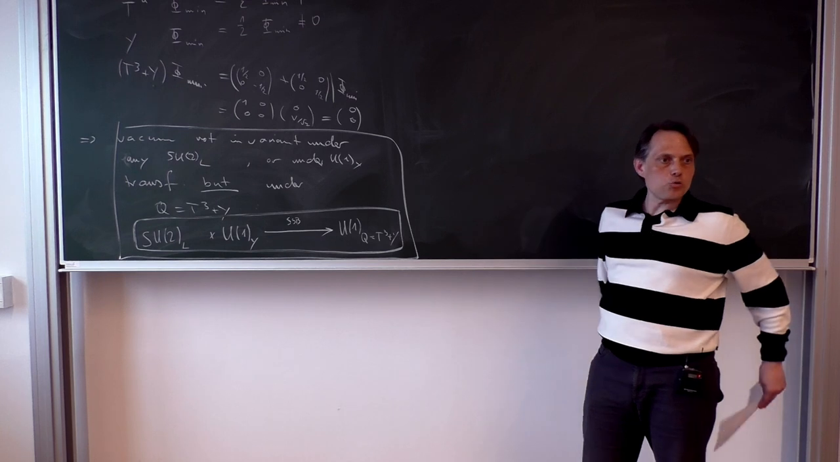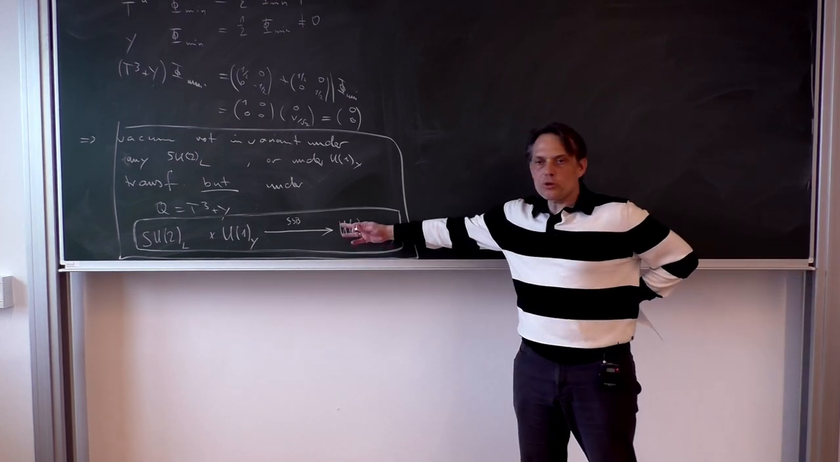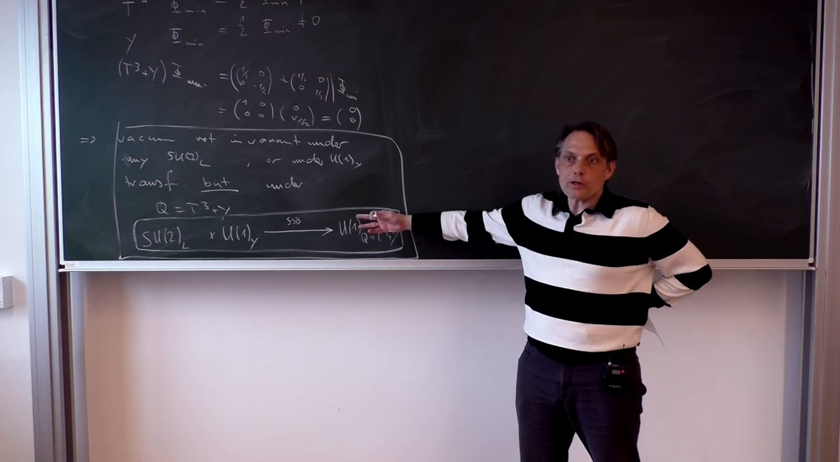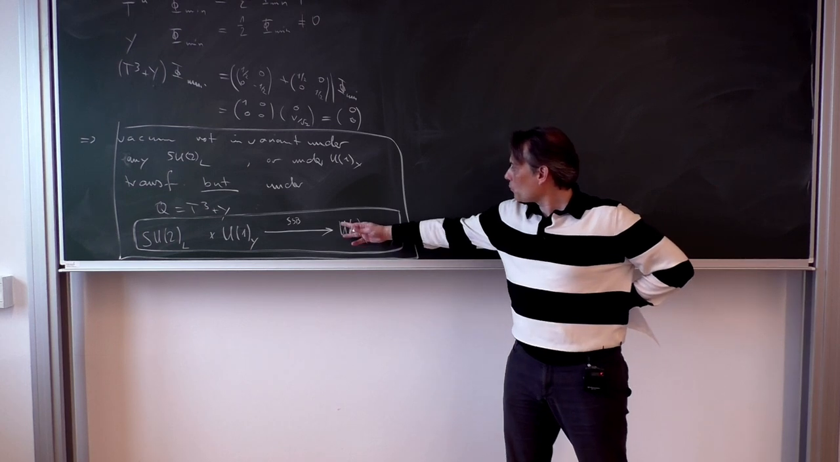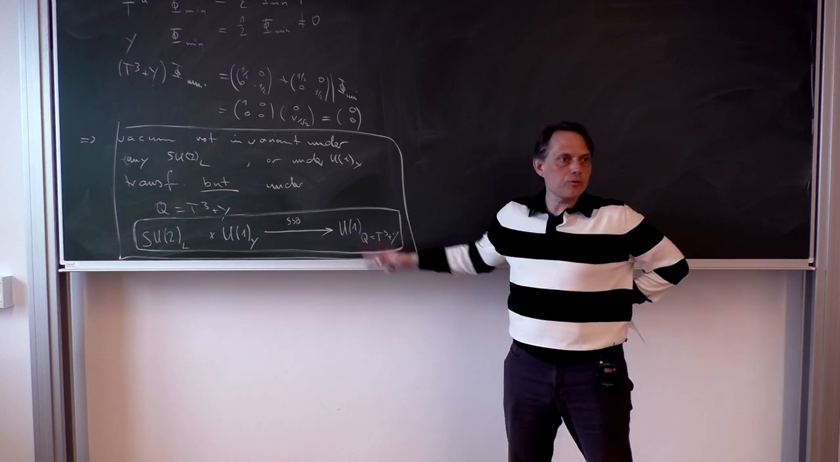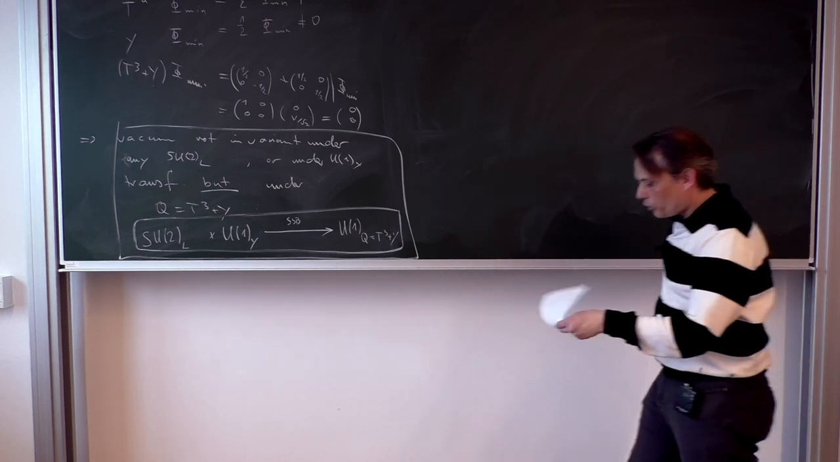We have a gauge group and a gauge invariance of the theory, and spontaneous symmetry breaking means that the symmetry of the vacuum is a symmetry corresponding to a smaller subgroup, and this is the subgroup which leaves the vacuum invariant. And that is what we have established.